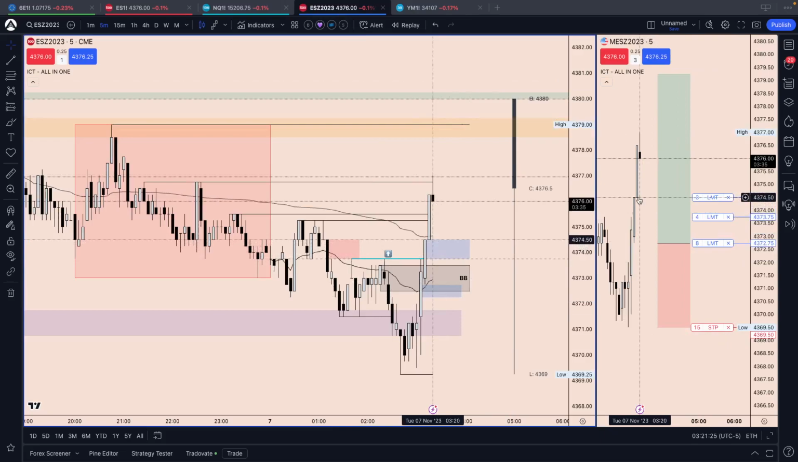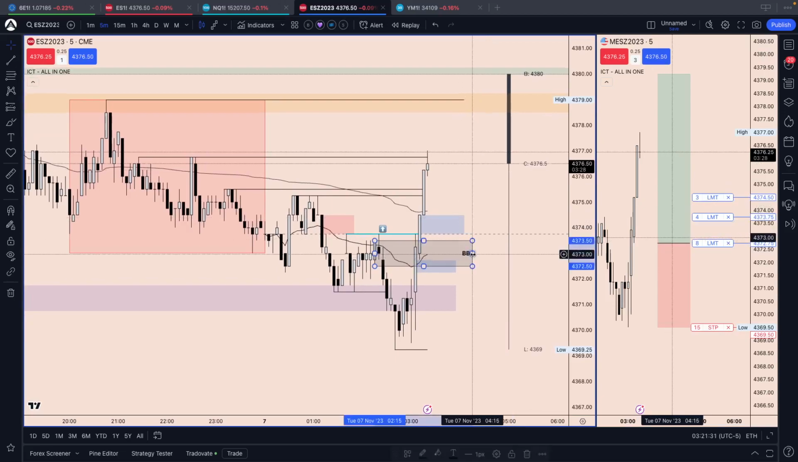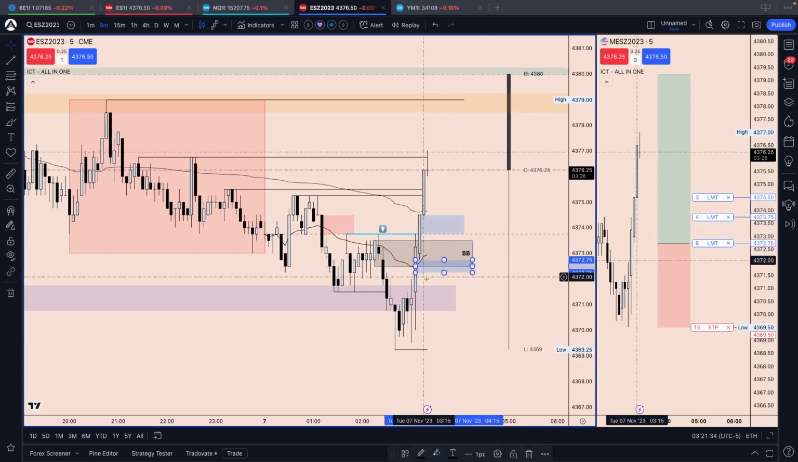So just scaling in with three micro contracts right here on this highest bullish fair value gap that we see right now. We still have the breaker block with the lowest bullish fair value gap as our main entry. And four micro contracts get filled once we hit the midnight level as a little bit of a retracement pullback.